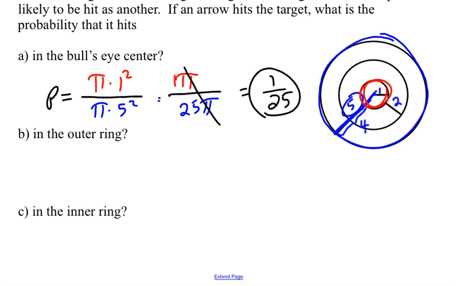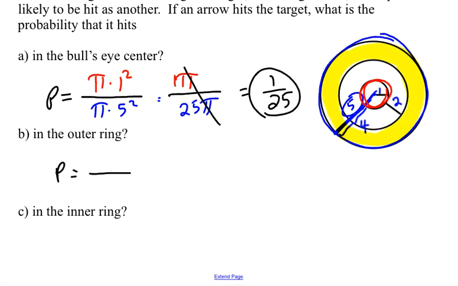B gets a little tricky just because you're trying to find, I like to say, a shaded region. So I'm asking, what's the probability that the dart would land in this part right here? That donut shape is not a circle, but we can find the area of that shape by doing a little bit of work with circles.